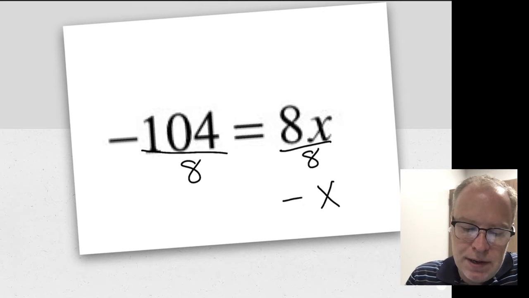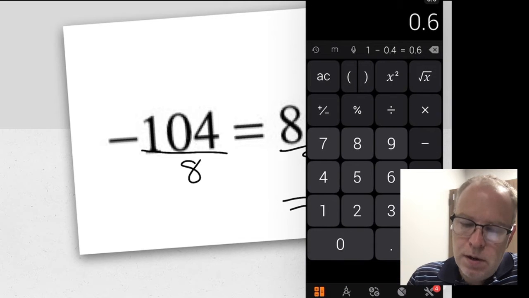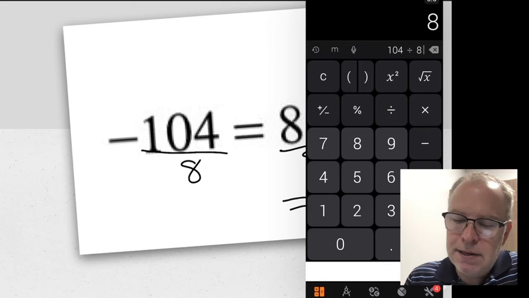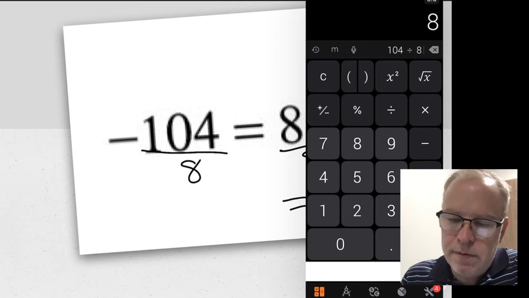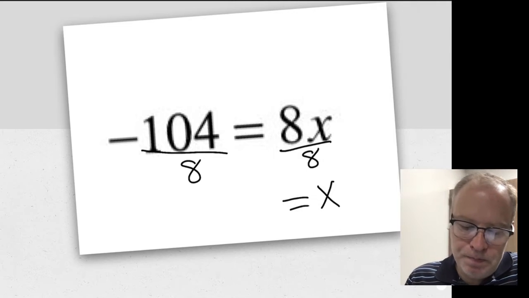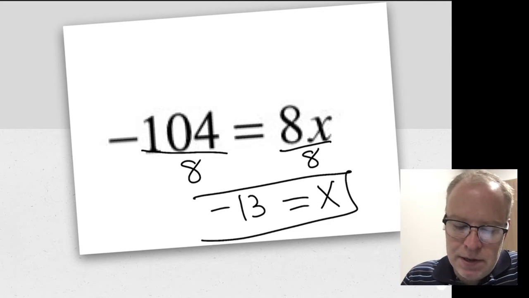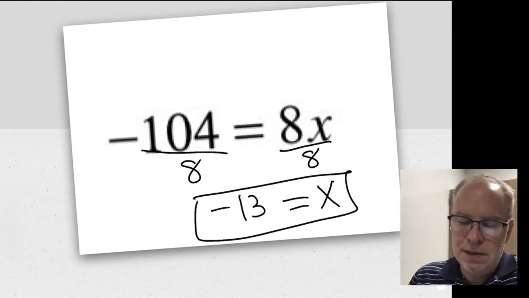So x equals, now what is that? 104 divided by 8. Apparently I just haven't had enough coffee this morning to be able to do this in my head. 13. X equals 13, and it would be negative because a negative divided by a positive is a negative.